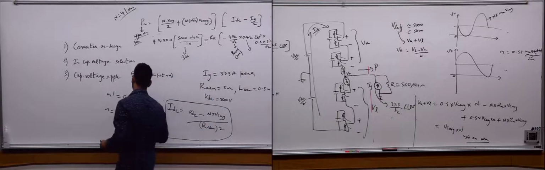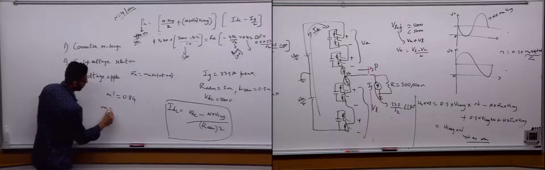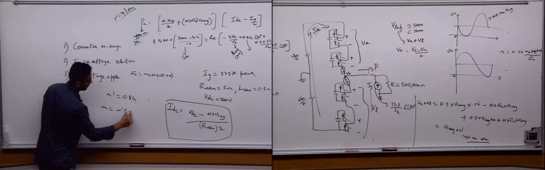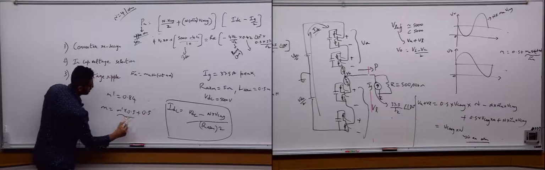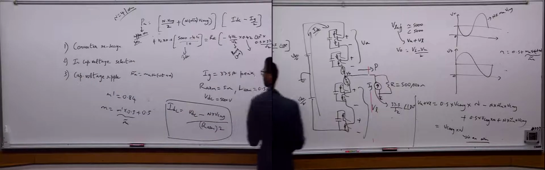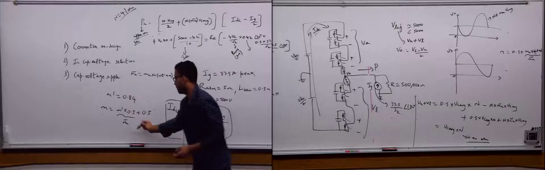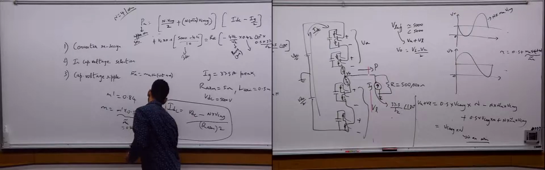Okay, let me say that again. M dash in my simulation is 0.84, and m is what? M dash times 0.5 plus 0.5, and this is ma tilde. Do you get that? So ma tilde has a peak amplitude. So this is actually 0.42 sine omega t plus alpha.